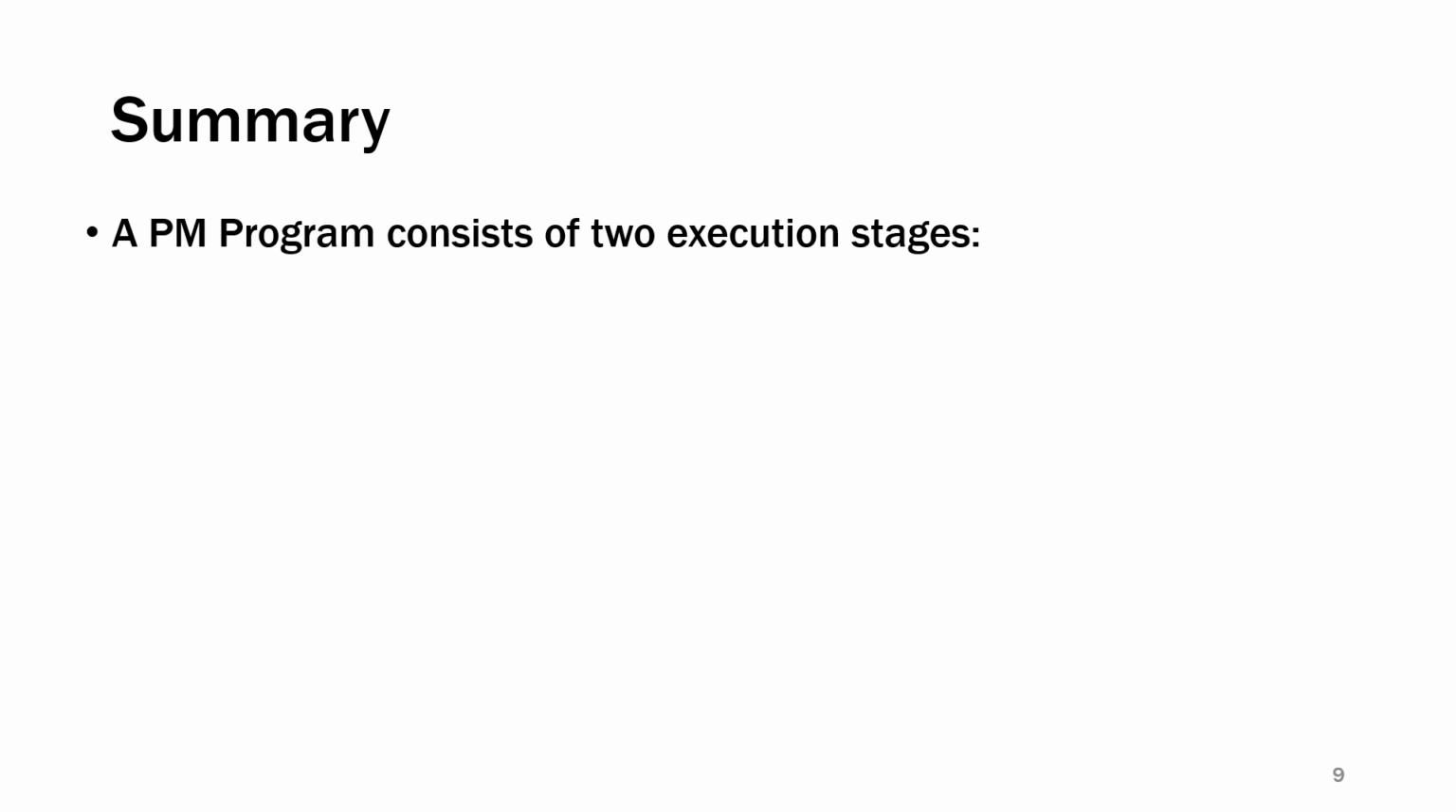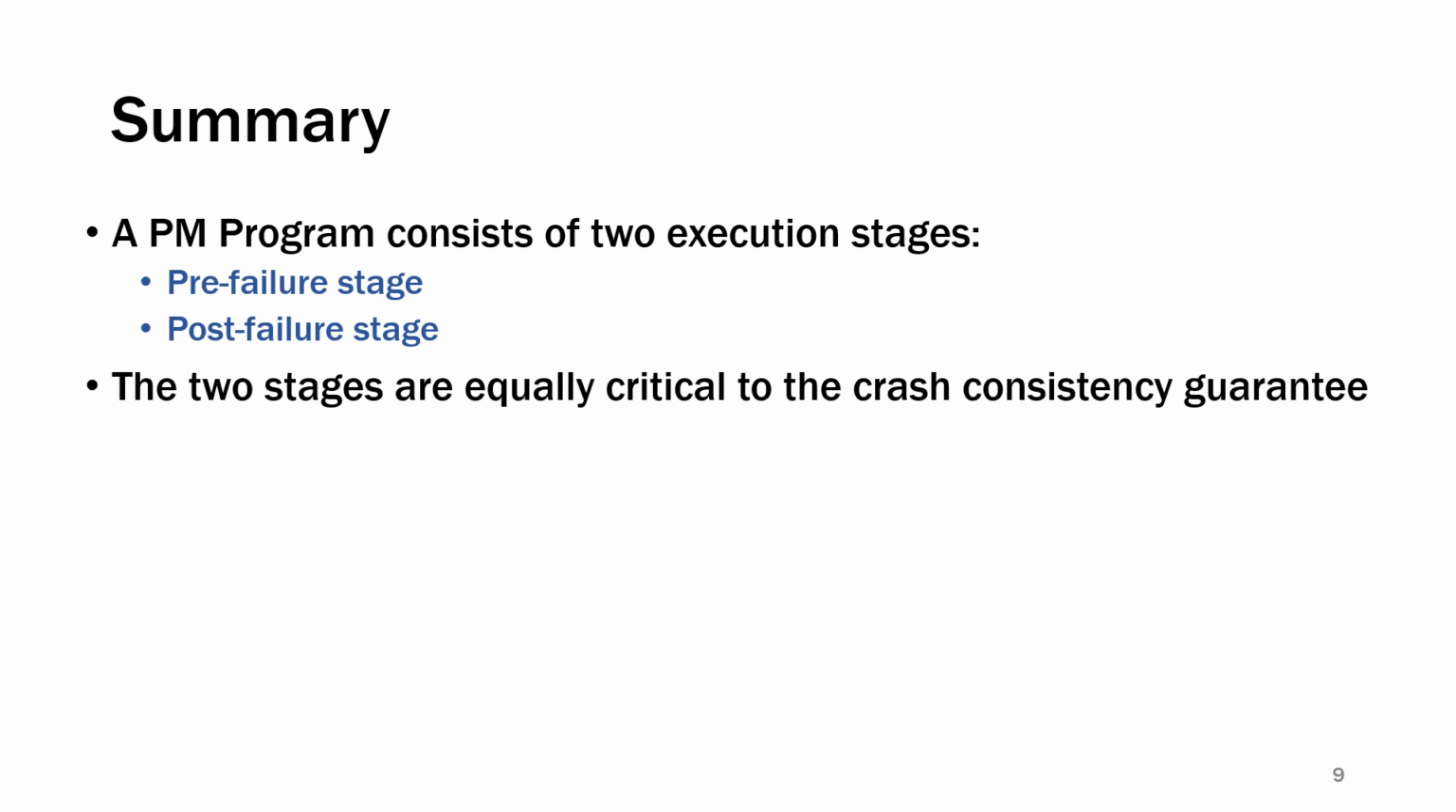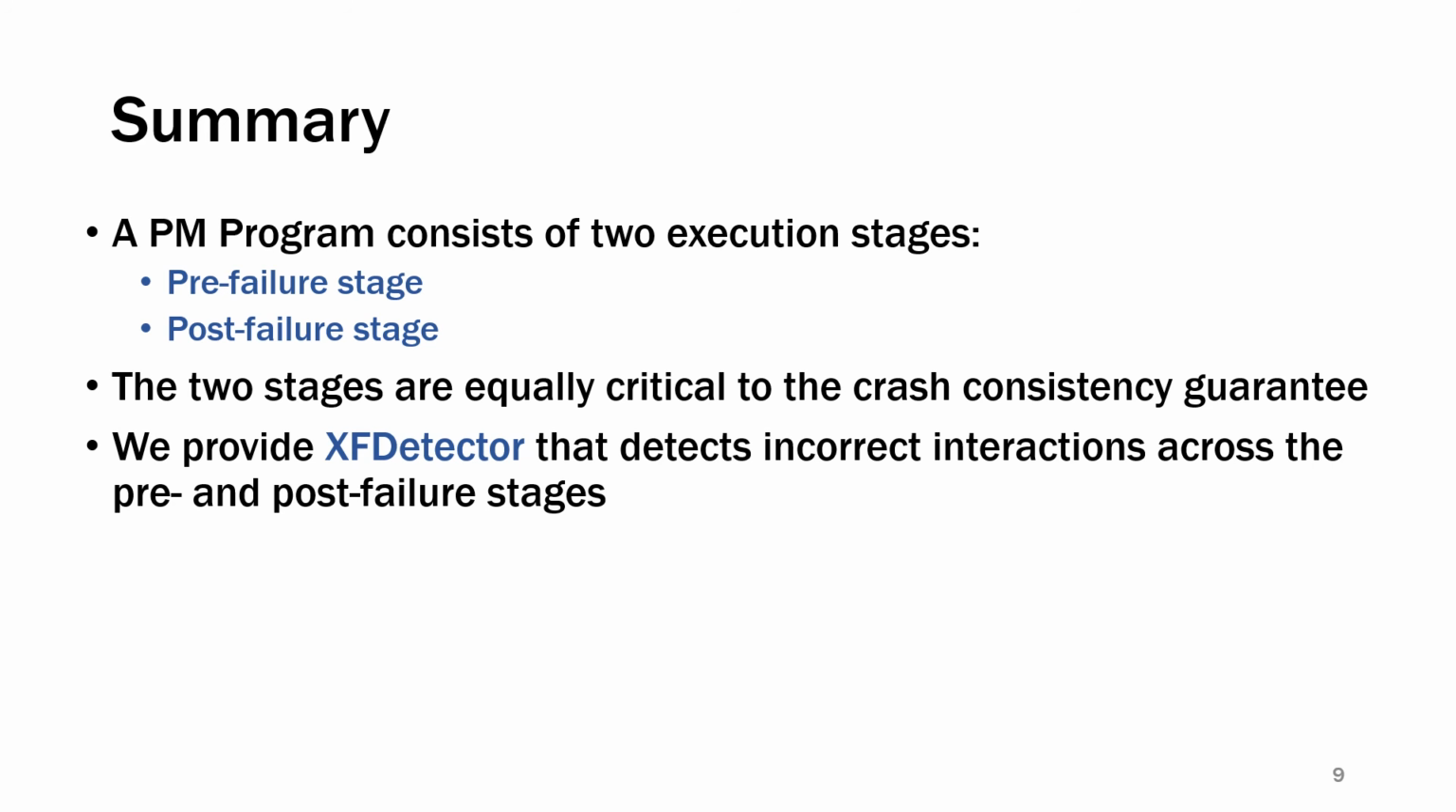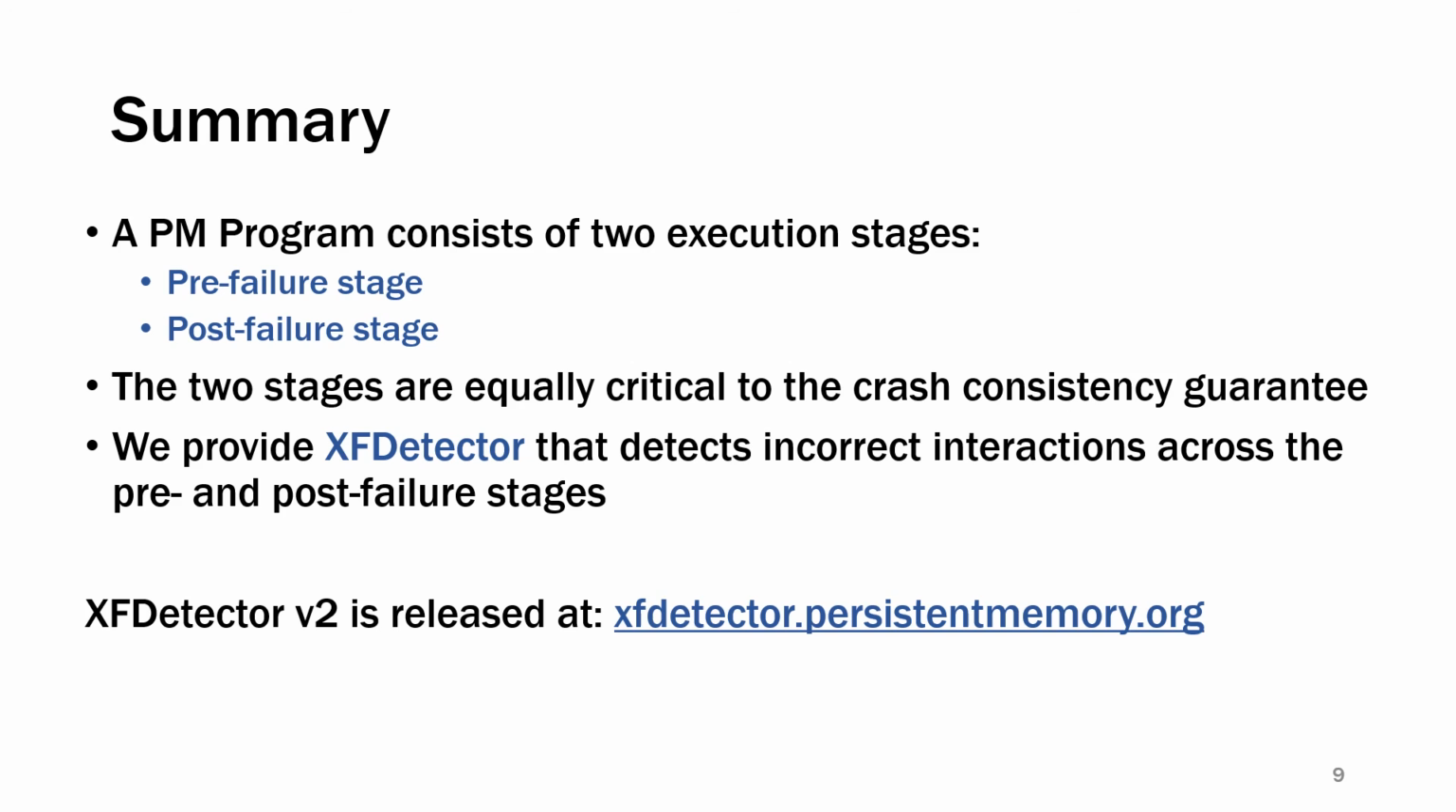In summary, a persistent memory program consists of 2 execution stages, a pre-failure stage and a post-failure stage. The 2 stages are equally critical to the crash consistency guarantee, because if one stage is incorrect, the program may not recover to a consistent state. We provide XDetector that detects incorrect interactions across the pre- and post-failure stages. We recently released a new version of XDetector at the following link. The new version has better backtracing support and improved debugging capability.